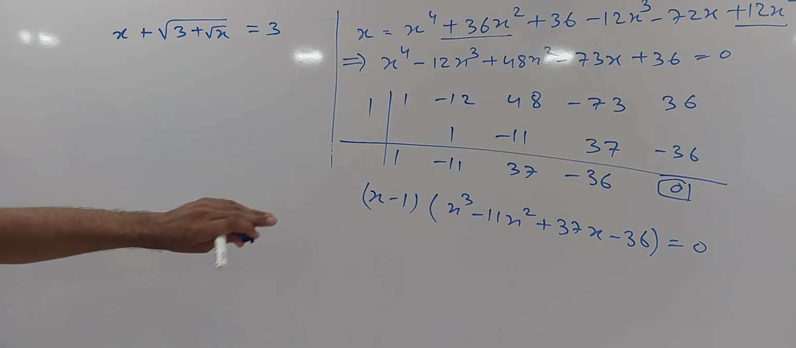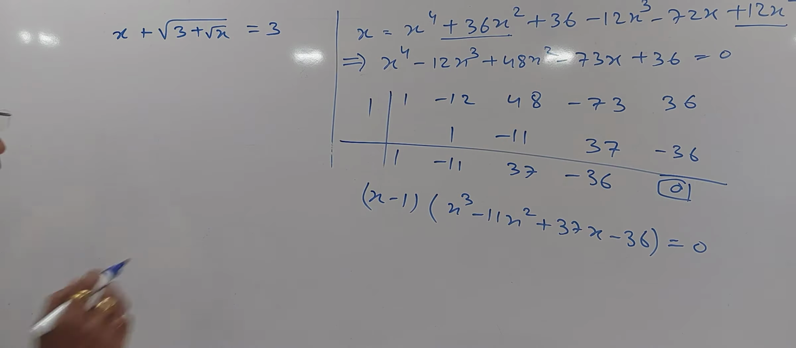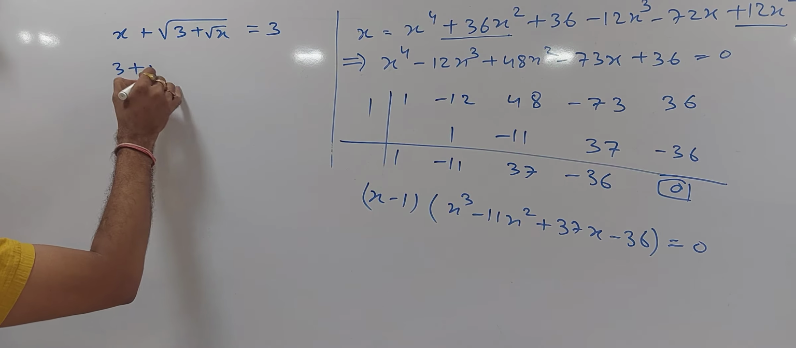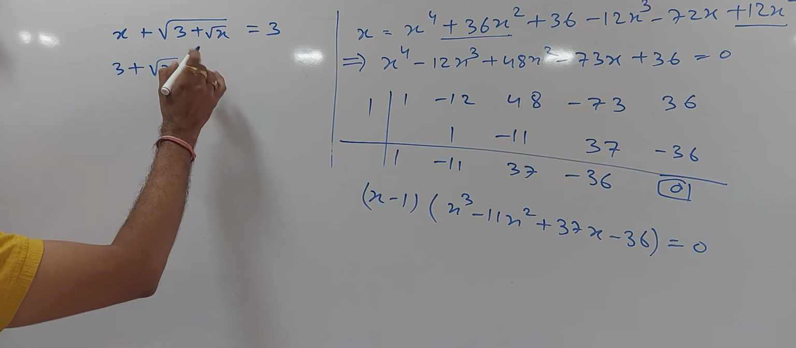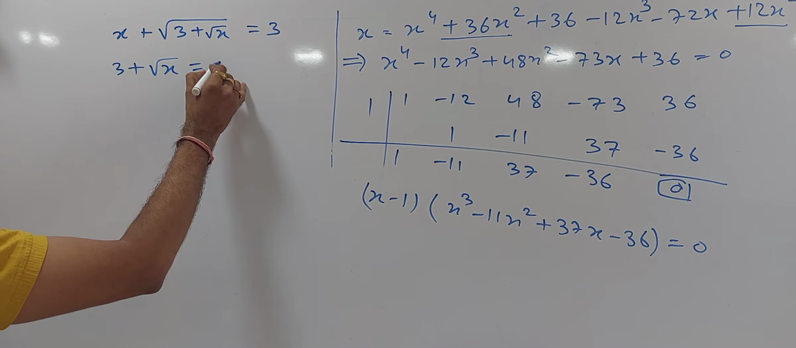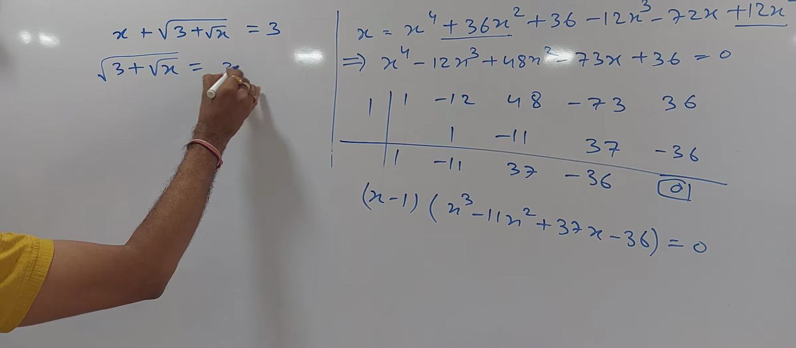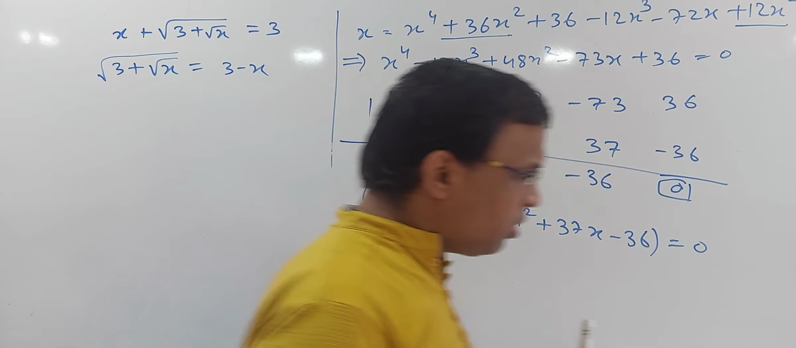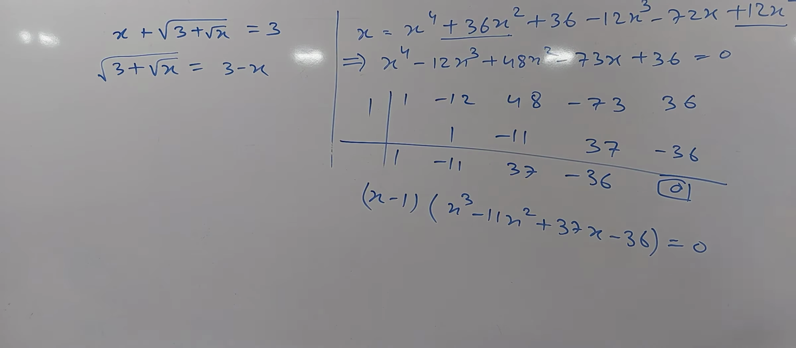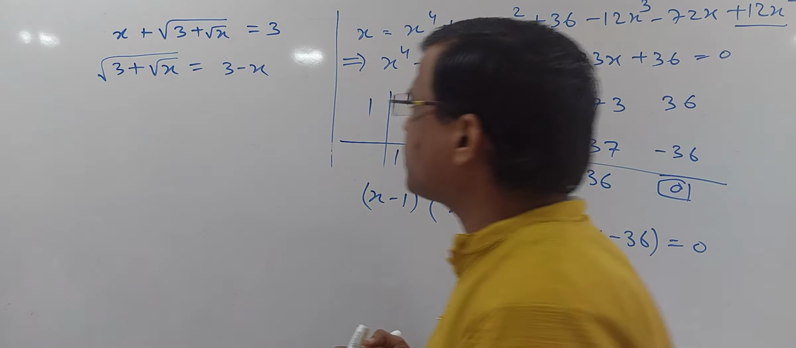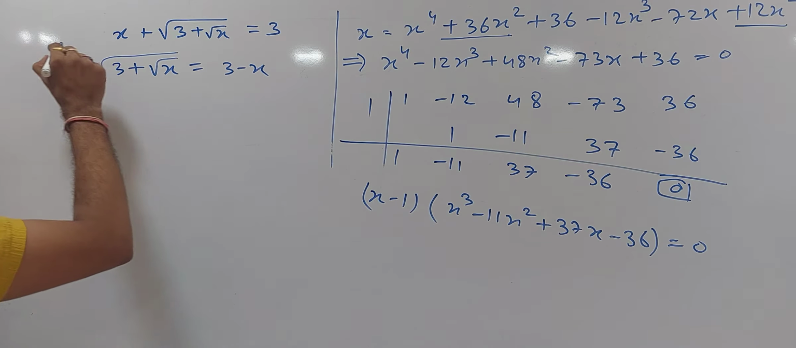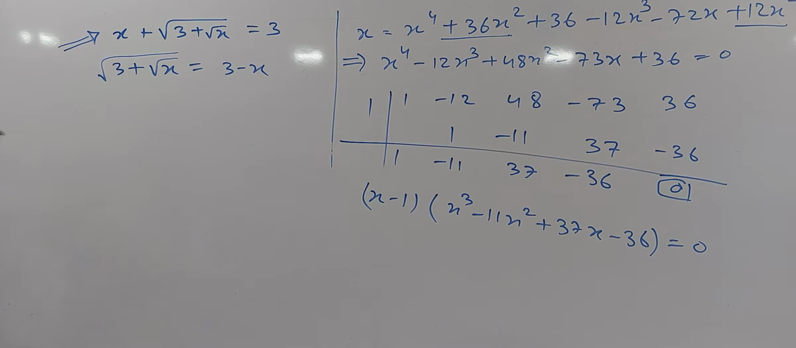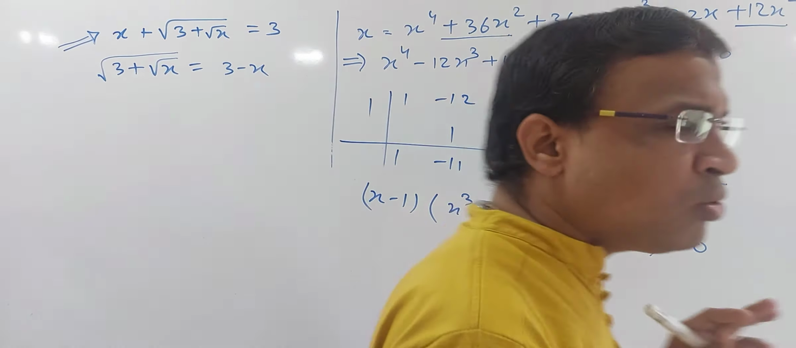So this is approach 1. We got one solution, that is x is equal to 1. So let me just rewrite it again. It is 3 plus root x here, under root of this, and it is 3 minus x, something like that I was getting. Now let me think about the second approach. I am using the second approach with this original equation. Now we got x is equal to 1.